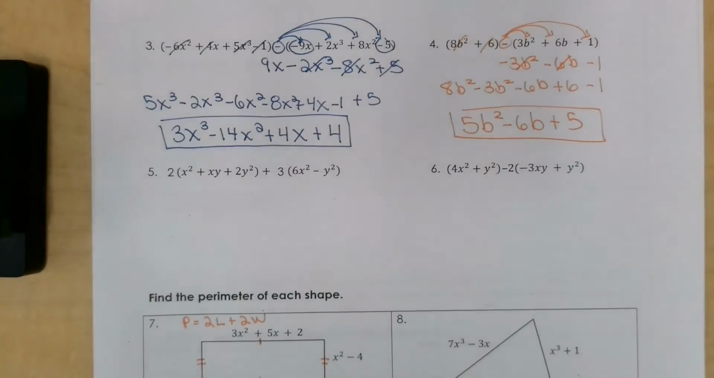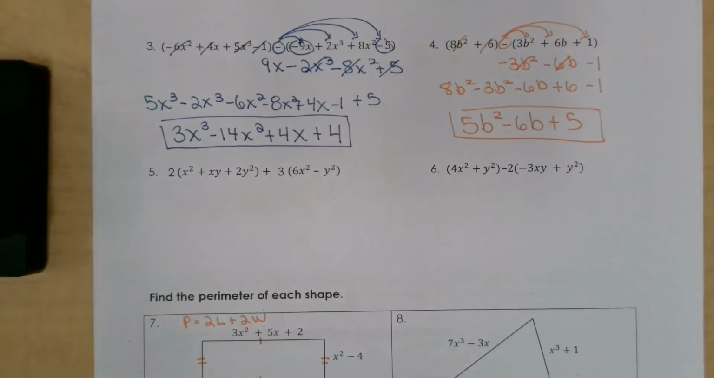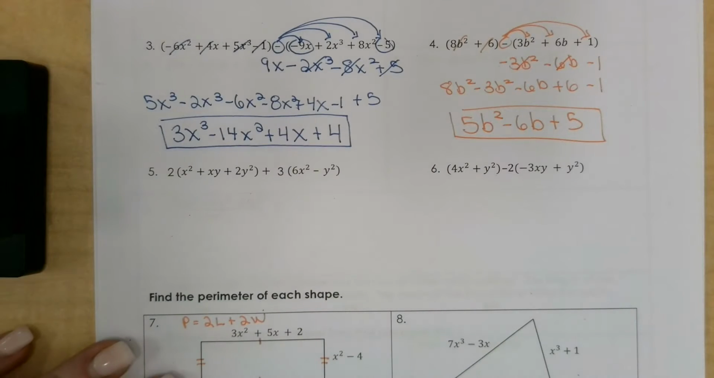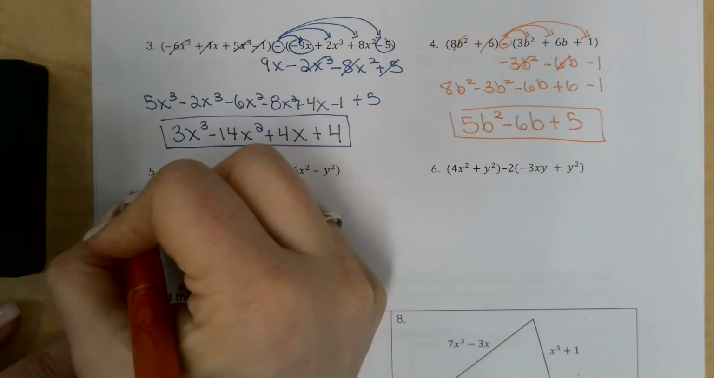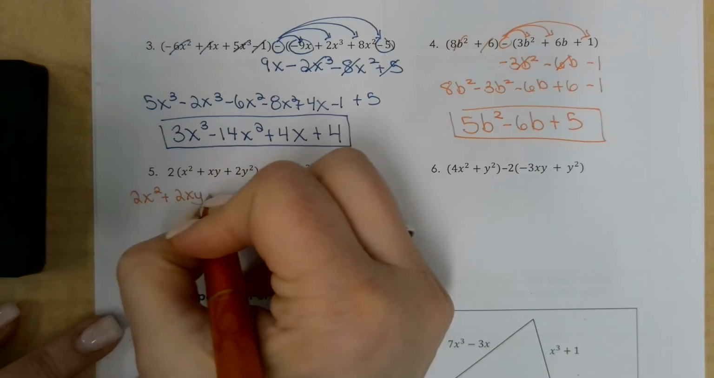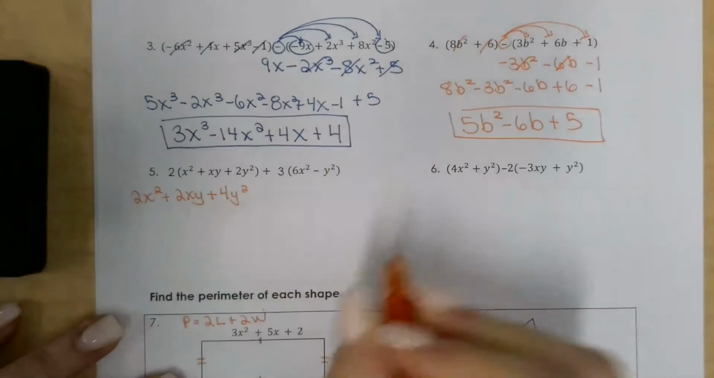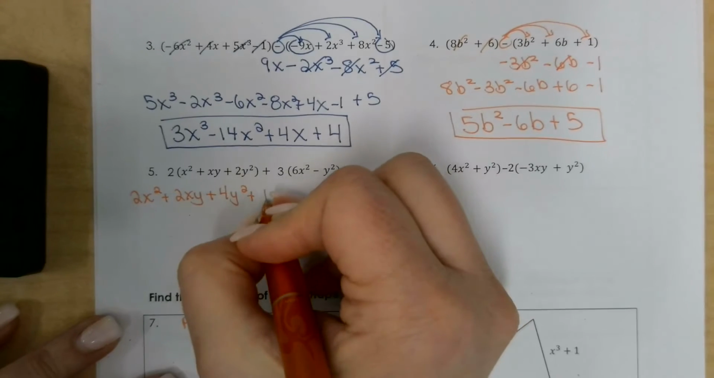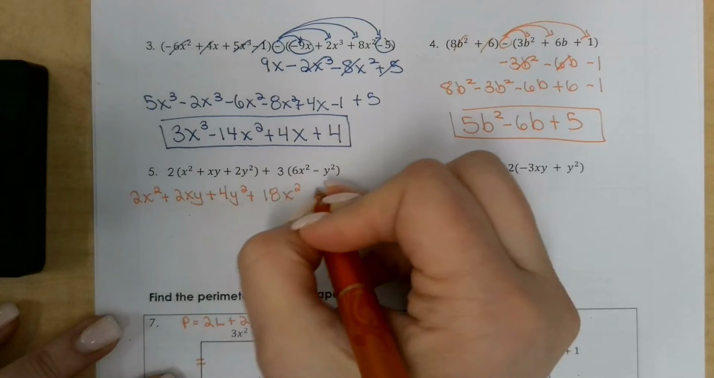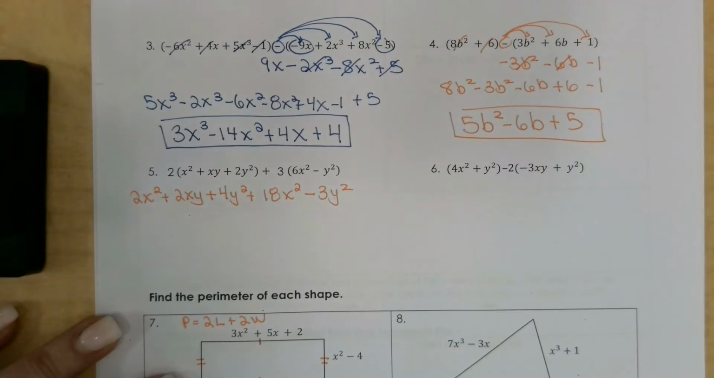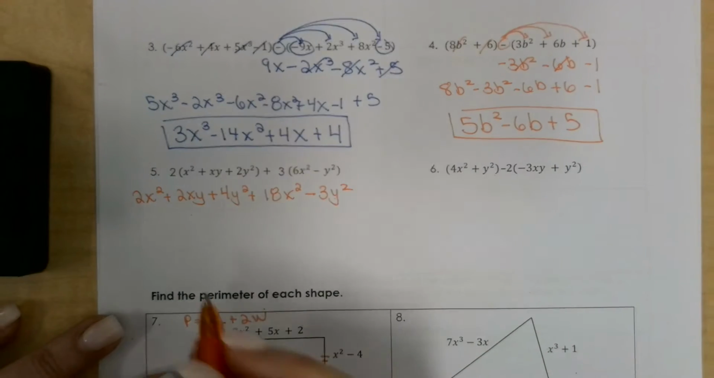Okie dokie, and this next one, it looks like I do have to distribute before I can combine my like terms. I'm going to distribute the 2 to each term within that trinomial. 2 times x squared is 2x squared plus 2xy plus 4y squared. Now I'm going to add 3 times 6x squared, which is 18x squared, minus 3y squared. Alrighty, let's rewrite, just get my pieces together.